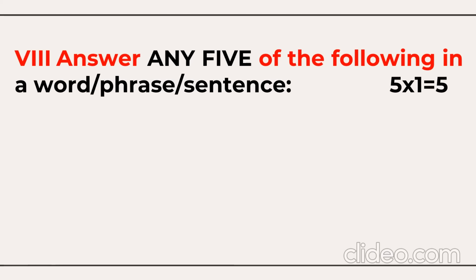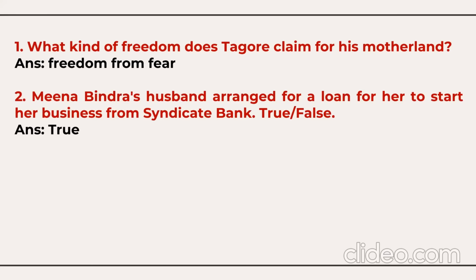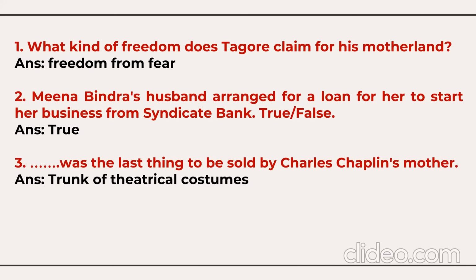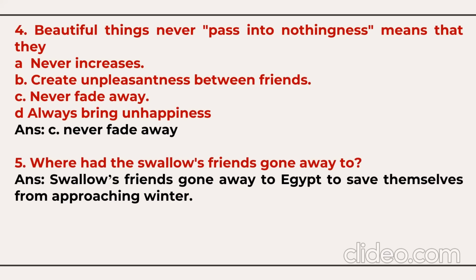So next we have here answer any 5 questions out of 6 in one word or in a phrase, 1 mark for each question. So first question, what kind of freedom does Tagore claim for his motherland? Freedom from fear. Meena Bindra's husband arranged for a loan for her to start a business from Syndicate Bank. True or false? It is true. Third question, what was the last thing to be sold by Charles Chaplin's mother? The trunk of theatrical costumes. Fourth question, beautiful things never pass into nothingness means that they, option C, never fade away. Next, where had the swallow's friends gone away to? Swallow's friends had gone away to Egypt to save themselves from the approaching winter.